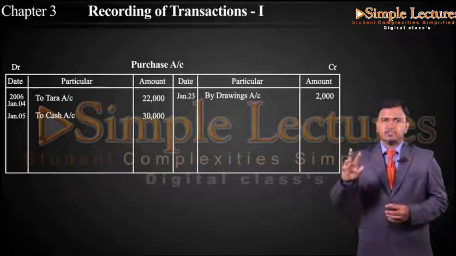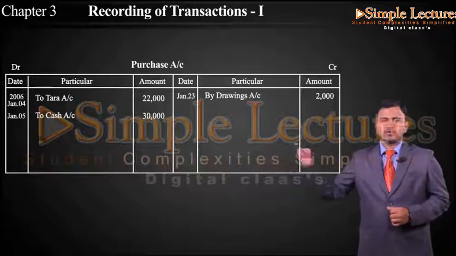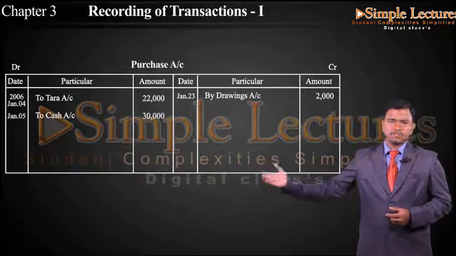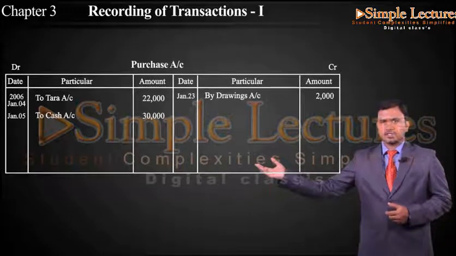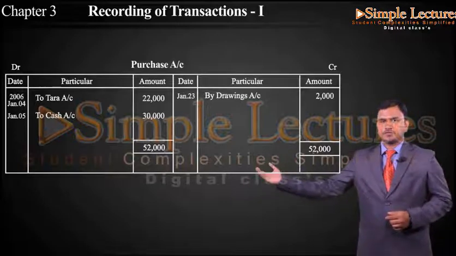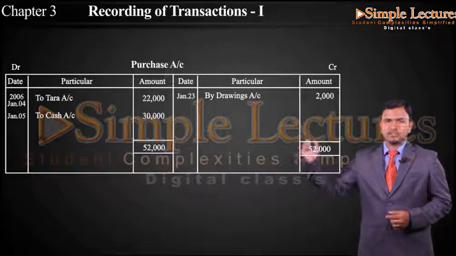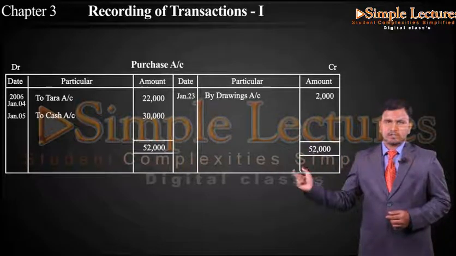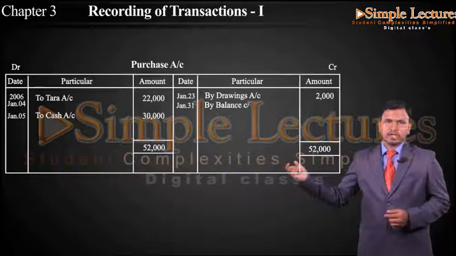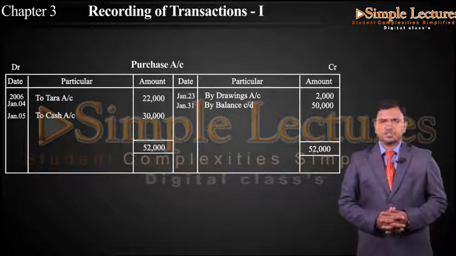Once we are done with posting the journal entries to the ledger, we have to close this ledger account. The debit side total is 22,000 plus 30,000, which gives 52,000. The same 52,000 we take in the credit side. 52,000 minus 2,000 gives 50,000. So the date will be Jan 31st, to balance carried down 50,000. Here we are done with the purchases account.